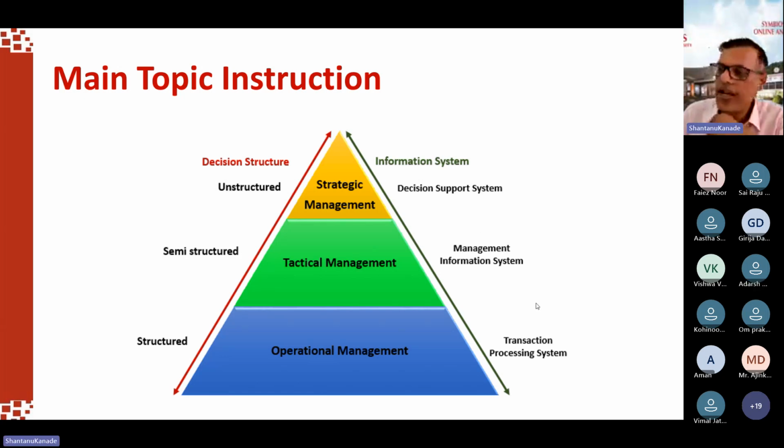And now there is a small activity. You need to understand this particular organizational pyramid, and you need to take an example of any organization and analyze it with the help of this diagram. What structured, semi-structured, and unstructured decision making will be done in that particular organization. I hope all of you understood the question. You need to first select an organization, and for that organization, define what the unstructured, semi-structured, and structured decisions are.